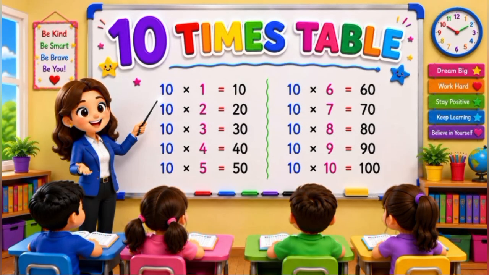10 times table. 10 ones are 10. 10 twos are 20. 10 threes are 30. 10 fours are 40. 10 fives are 50. 10 sixes are 60. 10 sevens are 70. 10 eights are 80. 10 nines are 90. 10 tens are 100.